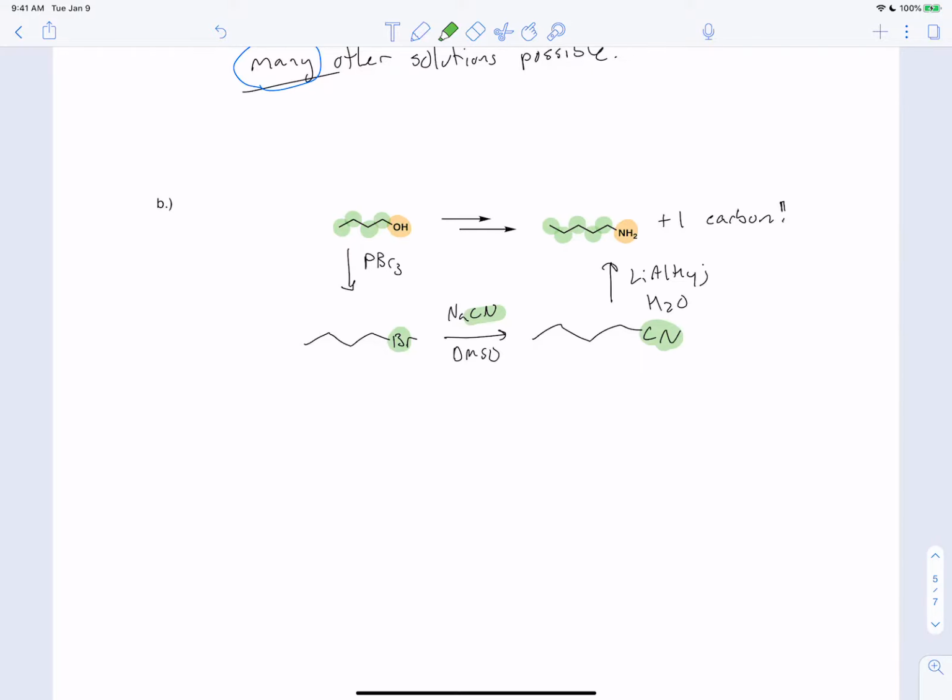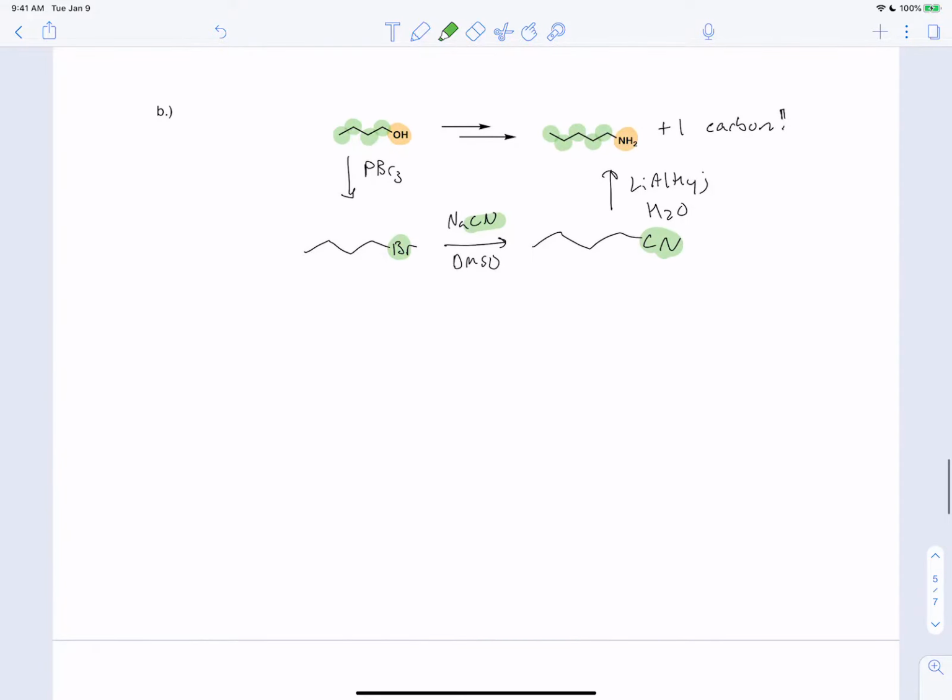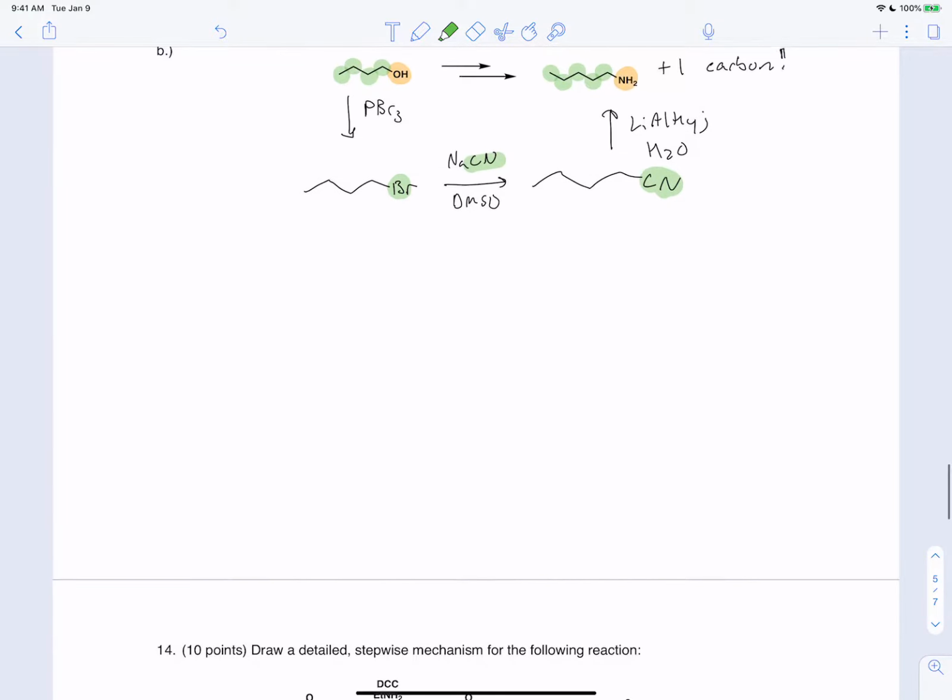And hey, the colors I used made these starting materials kind of look like caterpillars. It's like the caterpillar ate some carbons and grew a little bit longer. It's like The Very Hungry Caterpillar from Eric Carle.